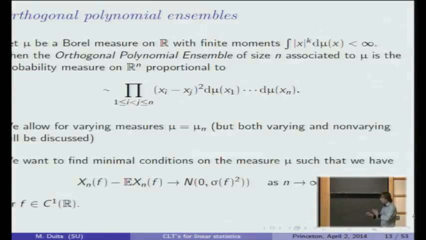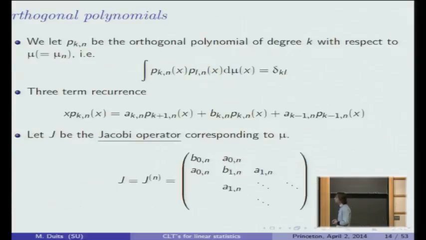Then we ask what are the minimal conditions on the measure mu such that we have a central limit theorem. Can we do this more generally? First of all, these are orthogonal polynomial ensembles. Why are they called like that? I will have to introduce some notation.